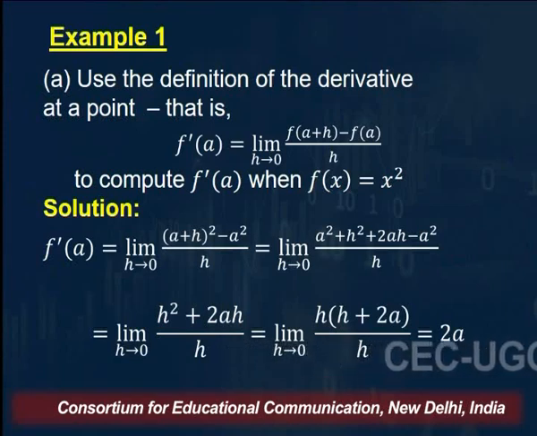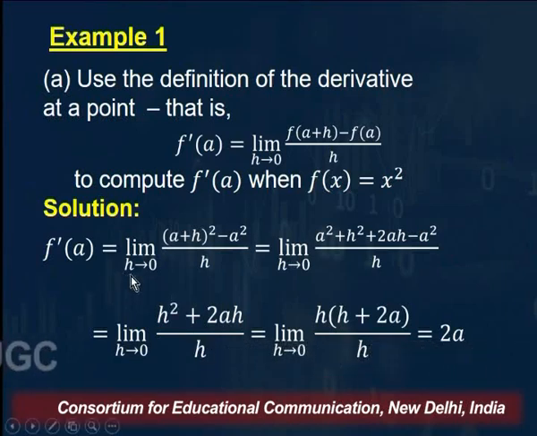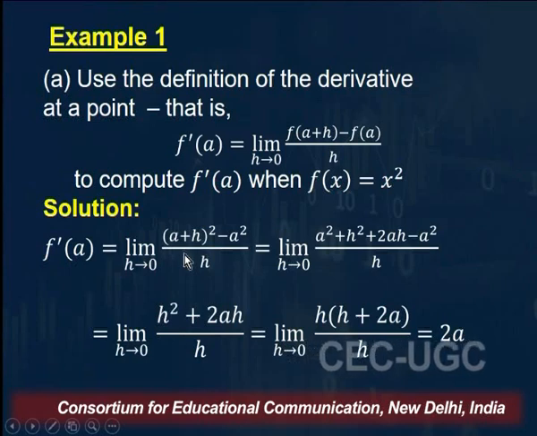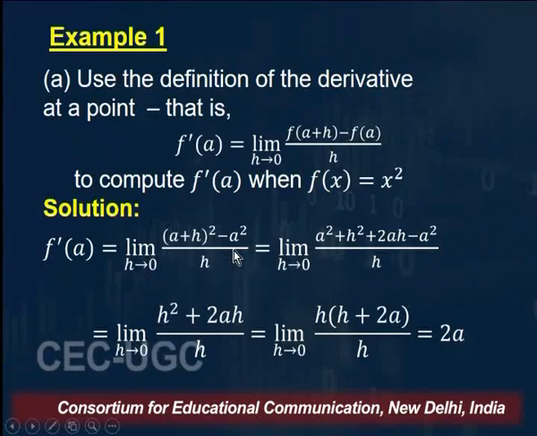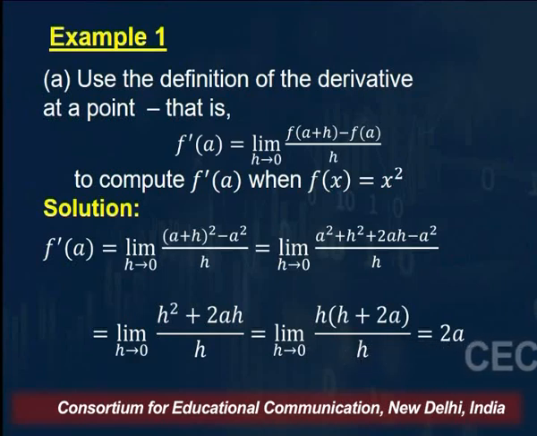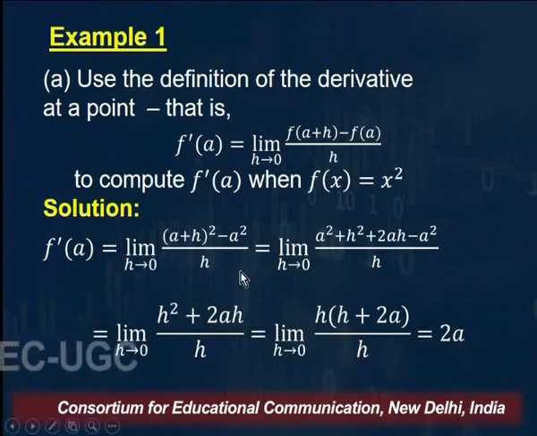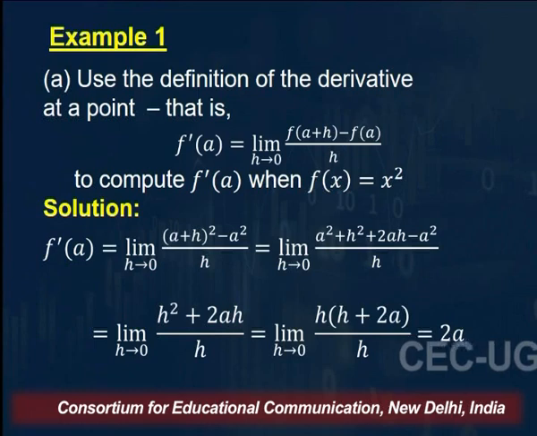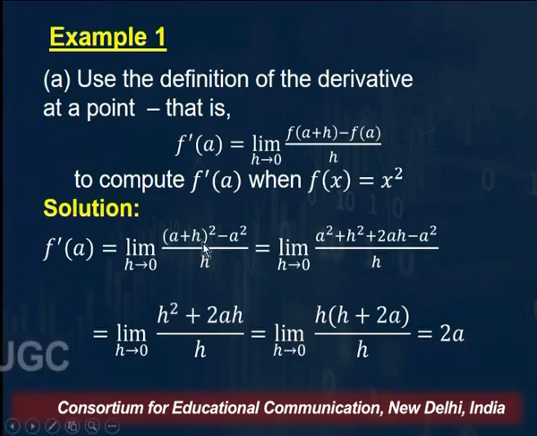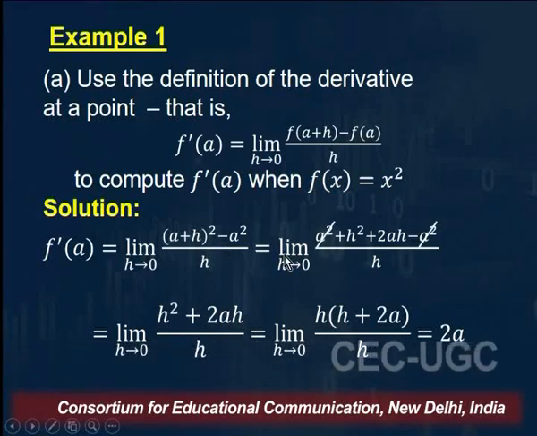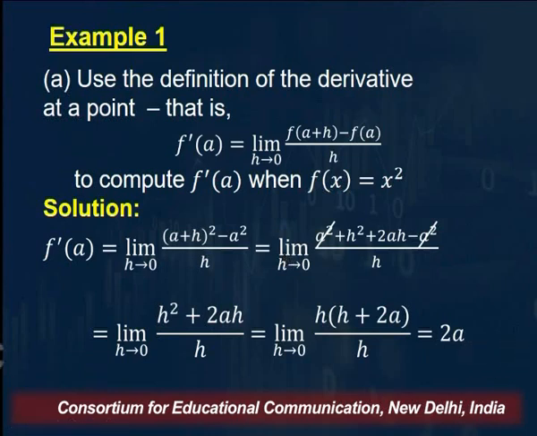Now, f prime of a is by definition the limit of f of a plus h minus f of a. Now, f of a plus h is nothing but a plus h the whole squared, right? And f of a is nothing but a squared. So in the numerator, we have a plus h the whole squared minus a squared, divided by h. When we open the brackets in the numerator, it becomes a squared plus h squared plus 2 times a times h minus a squared. And you can see here that the terms a squared will get cancelled.